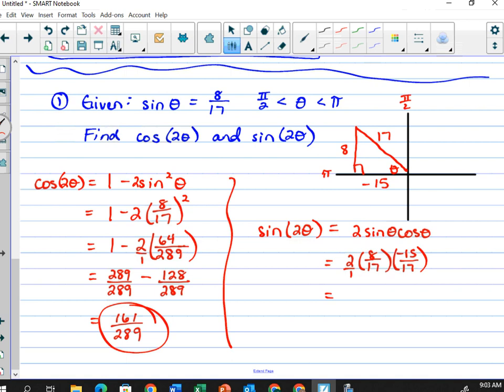And guys, the order that you multiply your numerators doesn't matter. I don't really want to do 2 times 8 and then times 15. That's harder for my brain. I'd rather do the 2 times the negative 15 and then times 8. I think that's easier, but it's whatever your brain thinks is simpler. So either way, you should get negative 240 over 289.